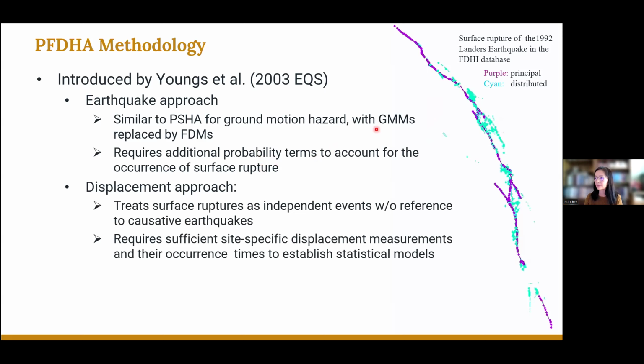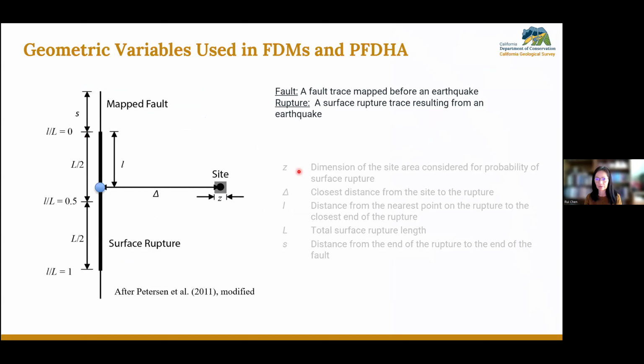Youngs et al. also distinguished the two types of displacement and rupture, principal and distributed. This map shows surface rupture and displacement measurement points from the 1992 Landers earthquake in the FDHI database. Purple indicates principal and cyan indicates distributed. Steve Thompson will explain the definitions, including what's principal and what's distributed, later this morning. Most of my talk, as well as this workshop, is about the earthquake approach. Most of the new fault displacement models are also applicable to this approach.